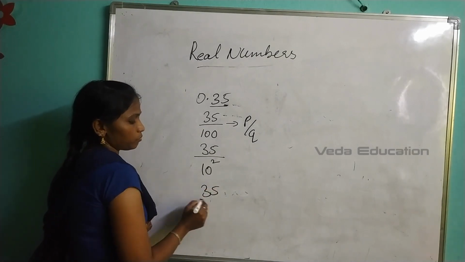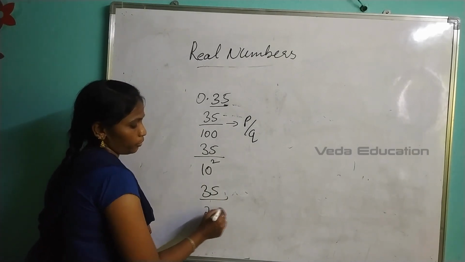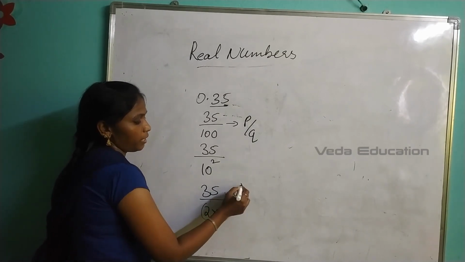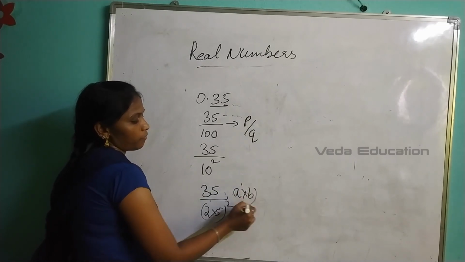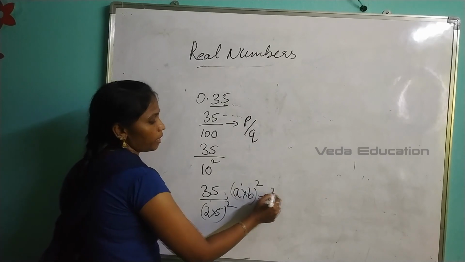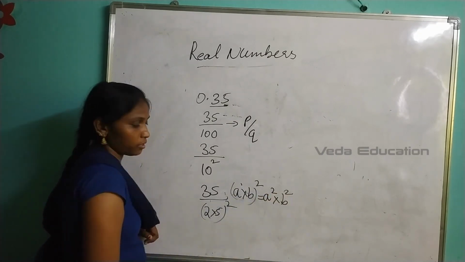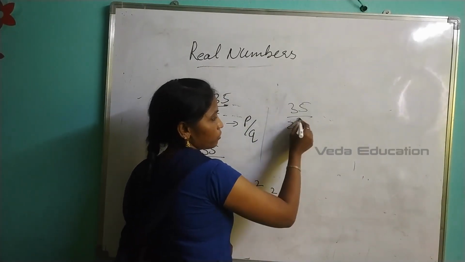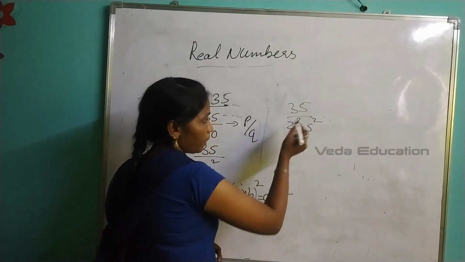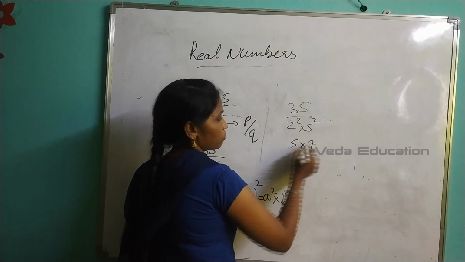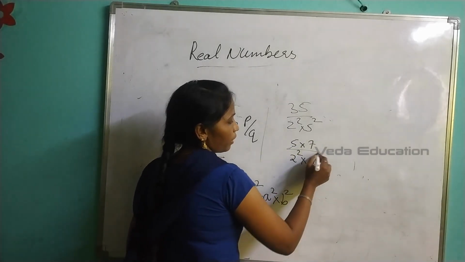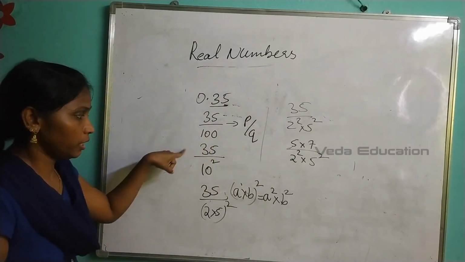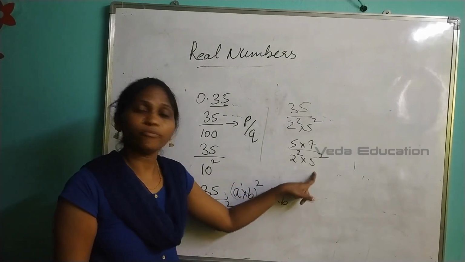Next, 35. Now split it: 2 into 5, and 2 times 5 is 10 square. Next, the class of exponents we learned: if two different bases have the same exponent, you can combine them. So we are applying it here: 2 square into 5 square. Now 35 you can write as 5 into 7 also. So this is our p by q form, and we have written the denominator in the form of 2 power n and 5 power m.